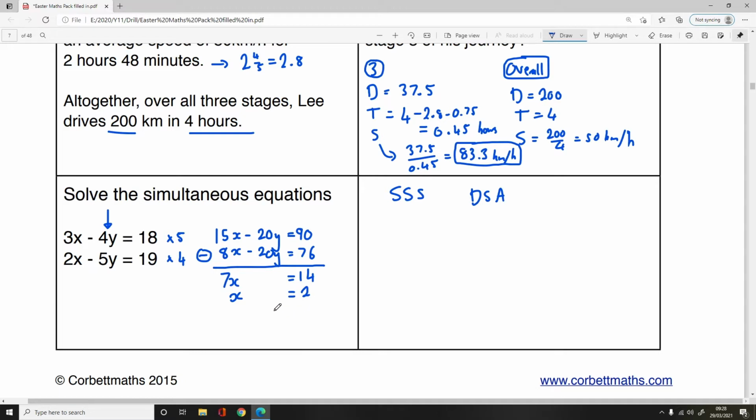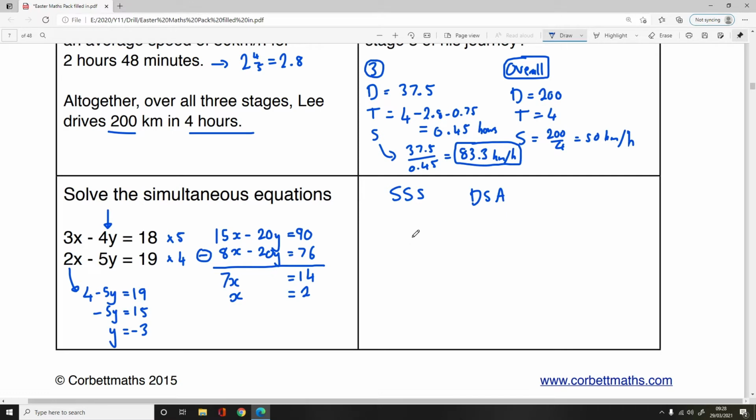Cool. You can then take that value of 2 and substitute it back into any equation. Let's put it into this bottom one here. So 2 times 2, let's do it straight away, 4. Minus 5y is 19. So to take away the 4, minus 5y is 15. Divide by minus 5, y is minus 3. So that's my solution. X is 2, y is minus 3.